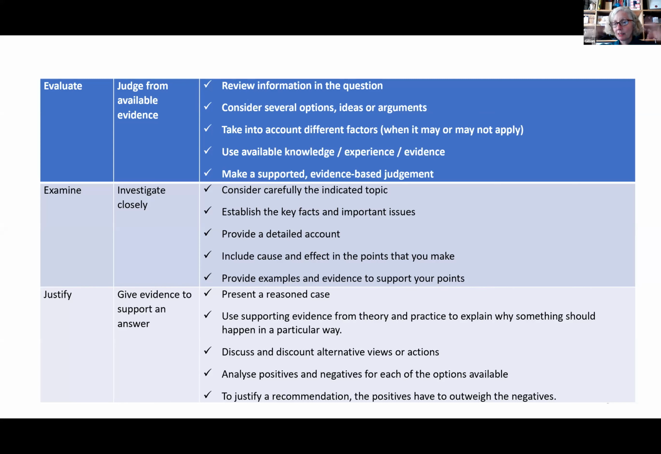And finally, justify, a little bit similar to evaluate, but what we often see is we learn how to evaluate. So at level 6, we're critically evaluating, but at justifying, we analyse the positives and negatives for each of the options available, and we must give a recommendation. And of course, the key in justification is that in your recommendation, the positives have to outweigh the negatives.